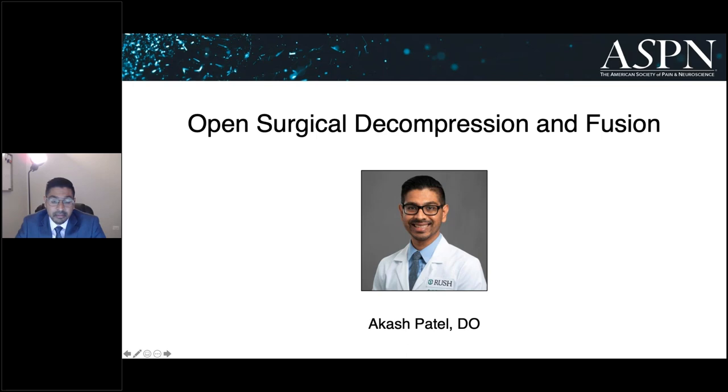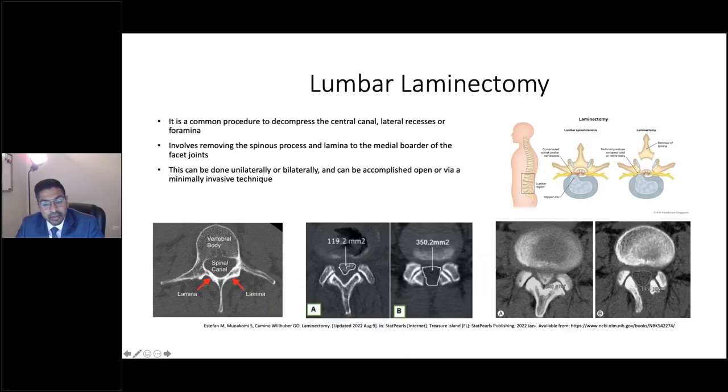Next slide, please. My main objective for this section of the lecture is to do a brief overview of the different surgical interventions that our surgical colleagues can offer our patients for lumbar spinal stenosis. As pain physicians, we're going to be working hand in hand with spine surgeons, whether it's treating patients before or after a large spine surgery. So it's imperative that we as pain physicians are aware of the implications of these different surgeries.